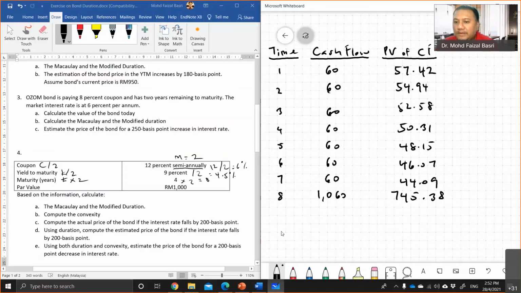Okay, one more thing. Please help me by totaling up the values from period 1 until period 8. What will be the value when you add everything?